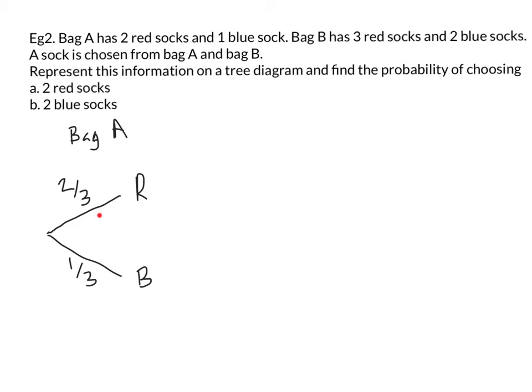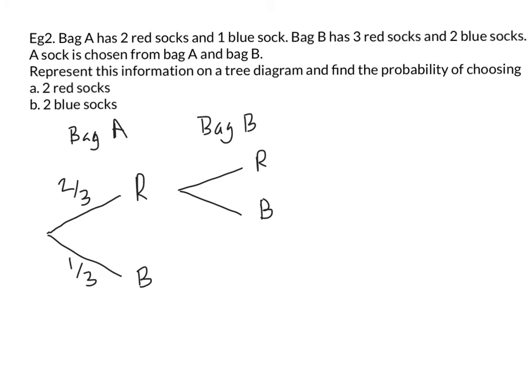And that represents the first event. After you follow that branch, then you go on to the second event. What can happen after you've got a red in the first or after you've got a blue on the first? Well, after you've done that, you're going to pick a sock out of bag B. So the second event would be bag B. If you get a red sock on the first go, what can you get on the second go? Well, different bags, but you can still get a red or you can get a blue.